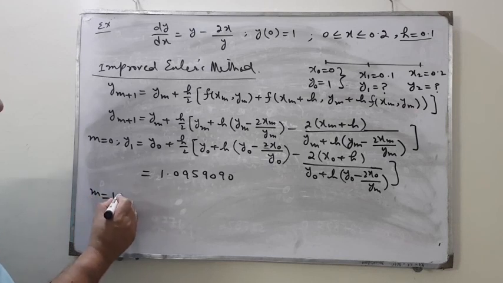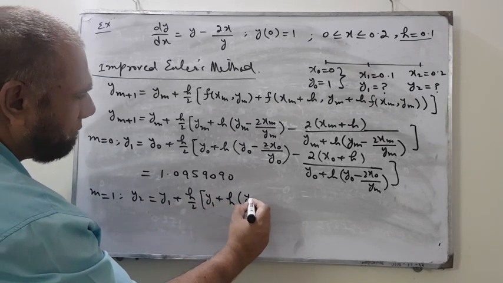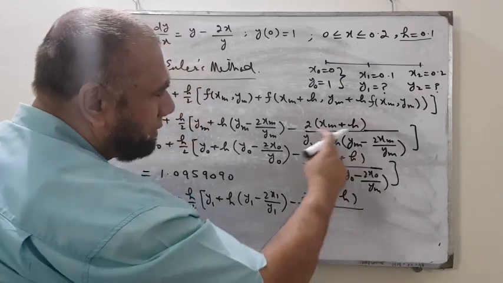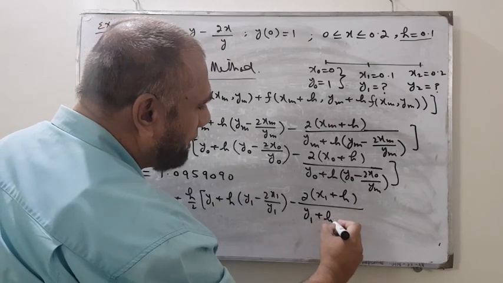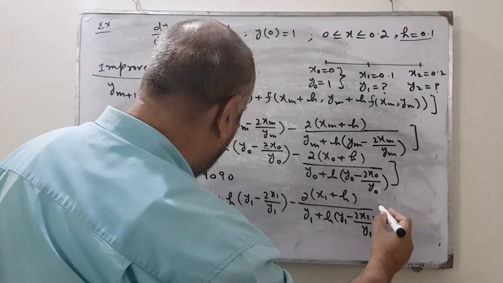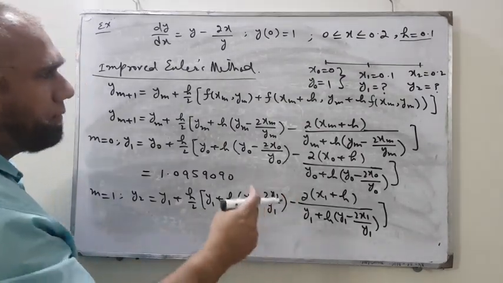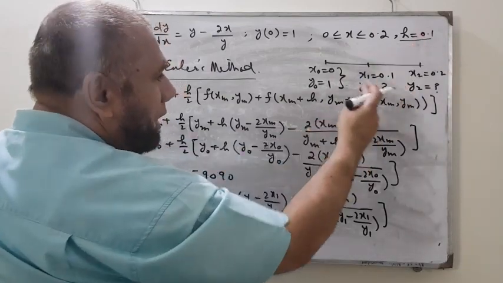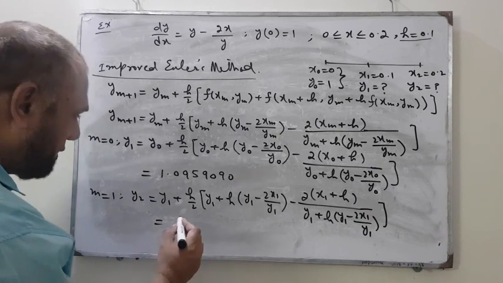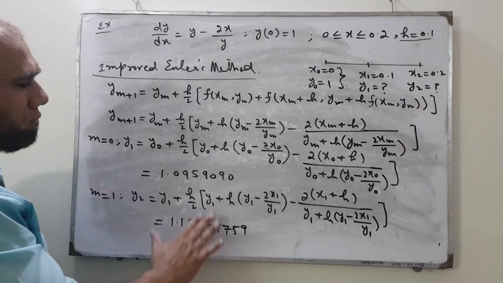The second requirement, for putting m equals to 1, is y2 equals y1 plus h times y1 minus 2x1 over y1 minus 2x1 plus h. I'm replacing just the index by 1. After doing this, you can see on the right side we require x1, y1 and h, and all these three are available. x1 is 0.1, h is 0.1, and y1 we have just calculated. So bringing these values in and simplifying using your calculating devices will give you the answer 1.18409759, whatever it is.